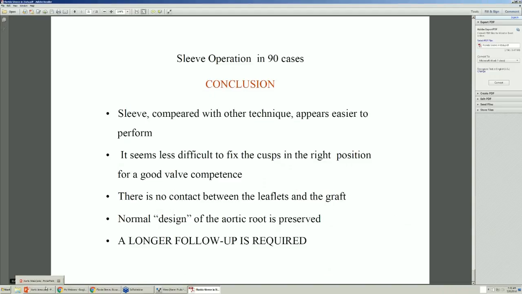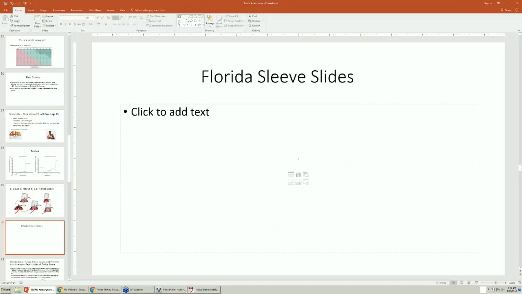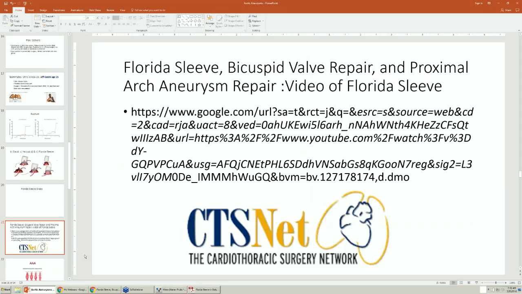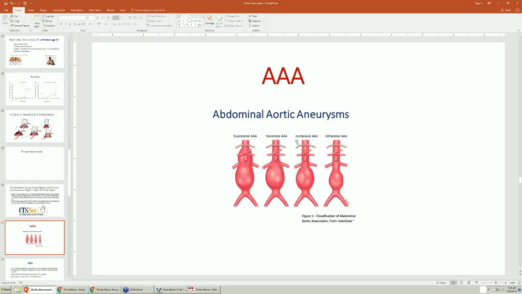So let's move back to our slide deck for a minute. And so you know the sleeve. I like the sleeve. I think it's really a good technique. And so I'm glad we got to see that.